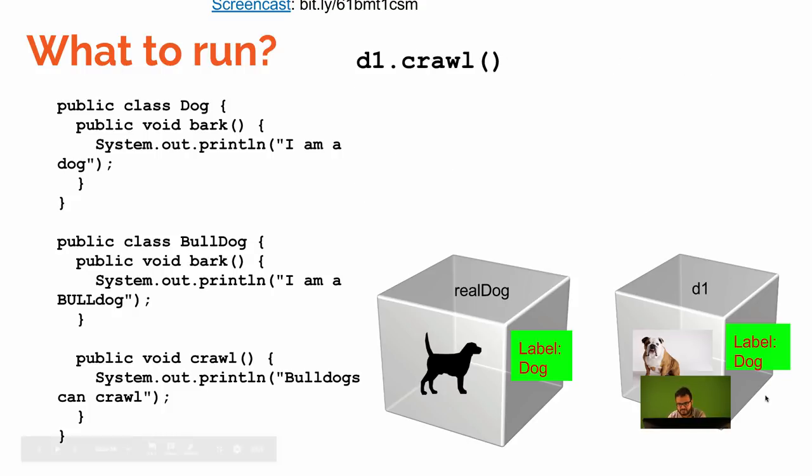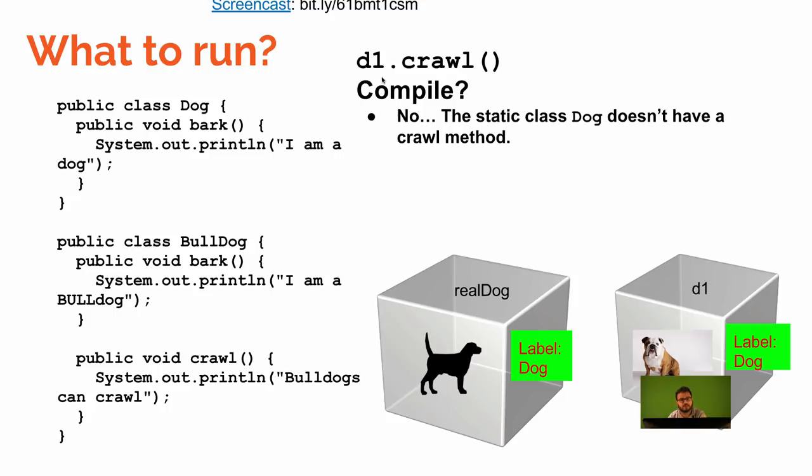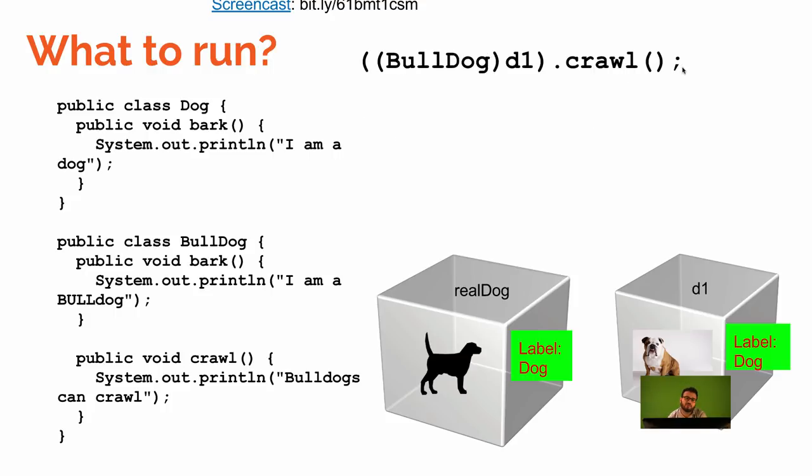So again, it's labeled dog, and it's going to look inside the dog class for a crawl method. It's not going to find it, so this is not going to compile. What about bulldog d1 crawl? So now we're telling the compiler, trust me, there's a bulldog in here, and go look for a crawl method inside bulldog instead. The compiler says, okay, fine, I'll believe you, and it goes and finds the crawl method, and it compiles just fine. What about during runtime?